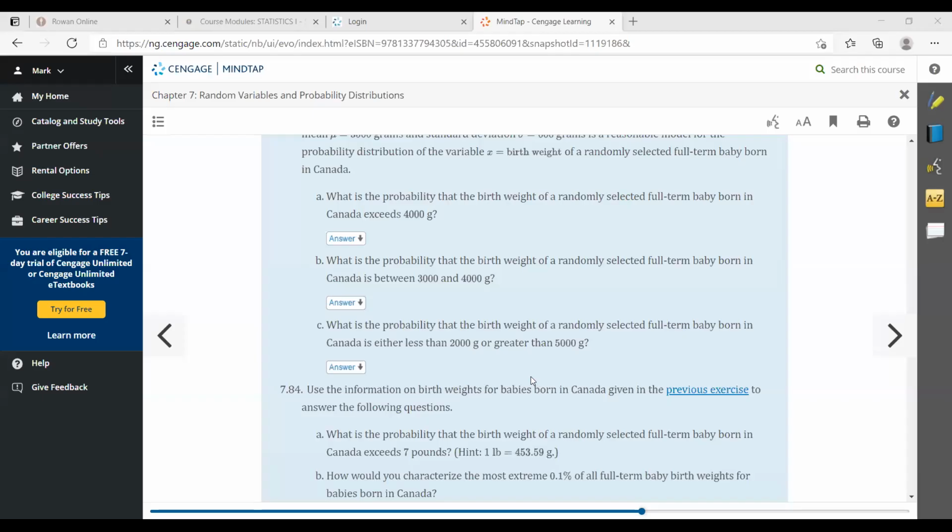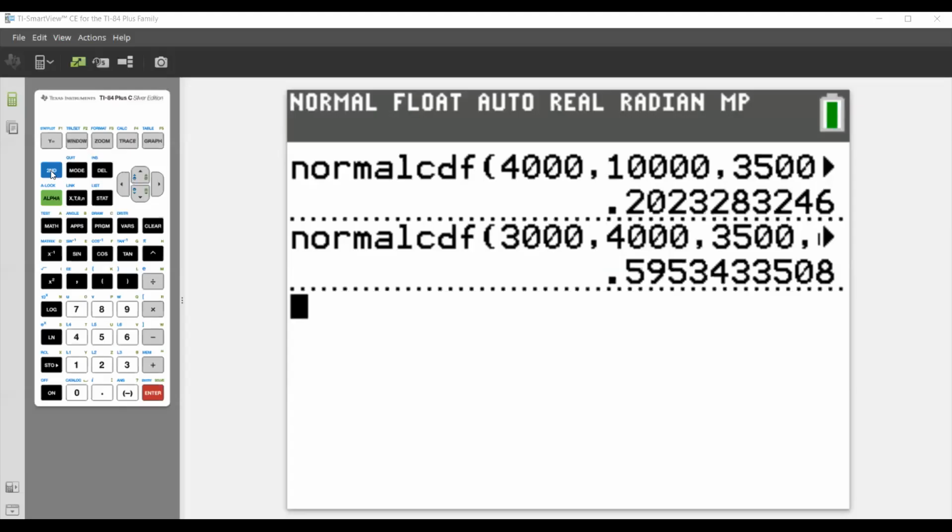All right. And the last one says, what is the probability that the birth weight of a randomly selected full-term baby born in Canada is either less than 2,000 or greater than 5,000? This is one of those less than or greater than situations. So we're going to be adding, remember, we're going to add two probabilities together now. Less than 2,000 and greater than 5,000.